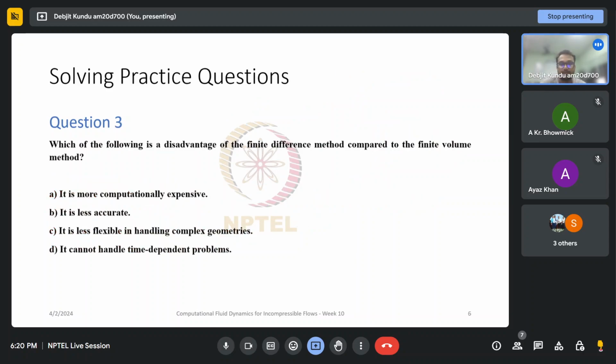We'll move on to question number 3 now, which is asking us which of the following is a disadvantage of the finite difference method, FDM, compared to the FVM, the finite volume method. Is it option A, more computationally expensive? Is it less accurate? Is it less flexible in handling complex geometries? Or it cannot handle time dependent problems, that is, unsteady problems?